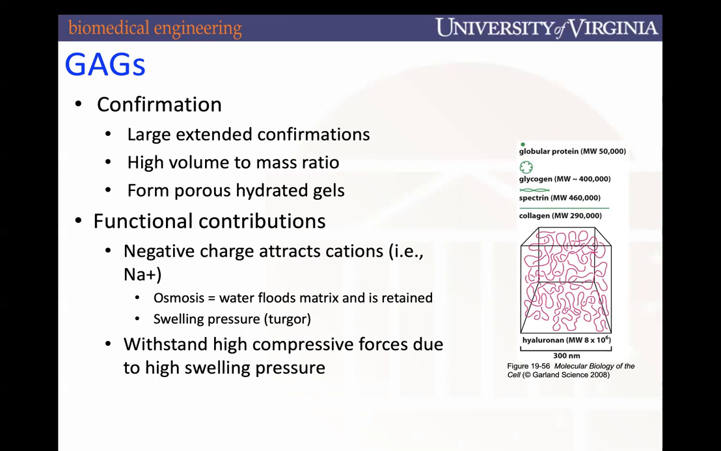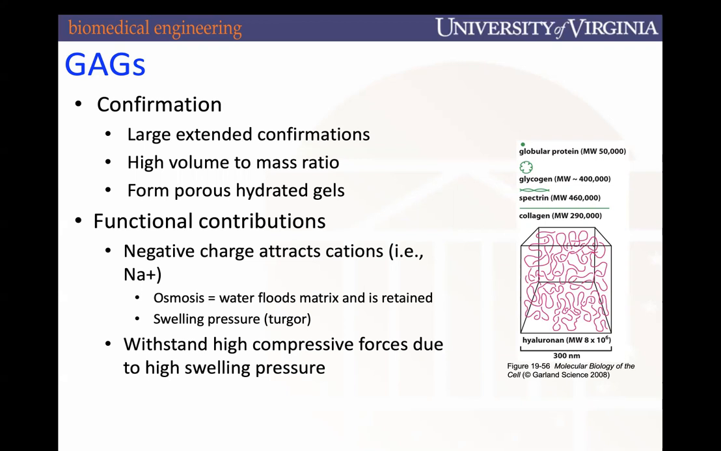What's really key for their functional roles is that they have a negative charge that attracts cations, and that negative charge makes them want to repel and stretch out from other GAGs around them. So that's part of the reason that there's this repulsion that makes them want to take up a lot of space. Oftentimes, there's also a high osmotic pressure where water will flood in and help it retain its structure and maintain the swelling pressure. This is important in helping our GAG-rich tissues withstand high compressive forces.